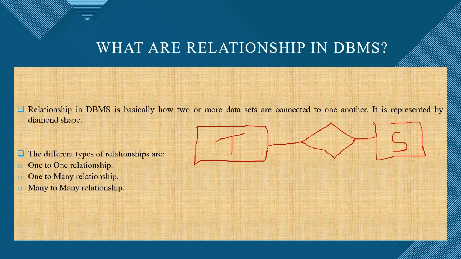We can also take another example, customer and account. If a customer opens an account in any bank, then they are related to one another, meaning they are connected to one another. Now, next, the different types of relationships. The different types are one-to-one relationship, one-to-many relationship, which we can also take as many-to-one relationship, and the last one is many-to-many relationship.